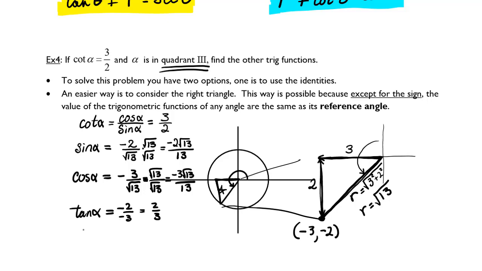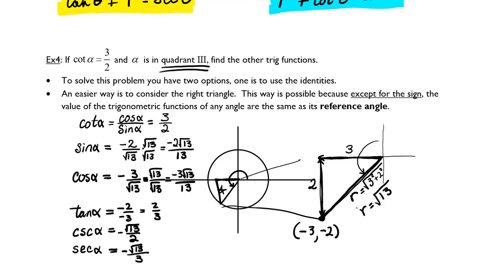Now let's find cosecant. Cosecant is 1 over sine, so it's going to be root 13 over 2, and it's negative because I'm flipping sine alpha over. Secant of alpha is going to equal 1 over cosine, so negative root 13 over 3.